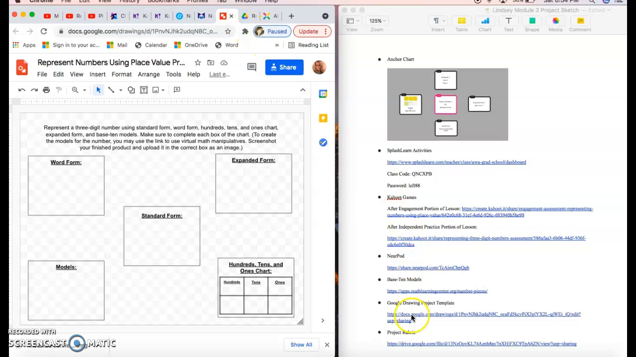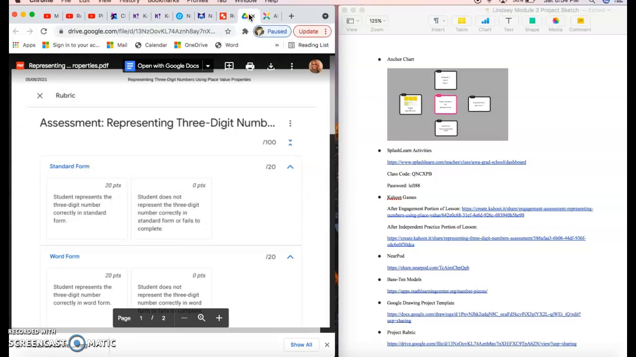They will need the Google Drawing project template, and I provided the link for that. This is what it looks like. The directions are at the top. It tells them what's expected. They will pick a 3-digit number in standard form. They will write it in expanded form, word form. They'll fill in the hundreds, tens, and ones chart, so identifying how many hundreds, tens, and ones are in that number that they selected. And then the models that they used from the Math Learning Center app, they will screenshot their base 10 models of their 3-digit number and insert it as an image onto this poster. And finally, there is a rubric, which I shared from my Google Drive.